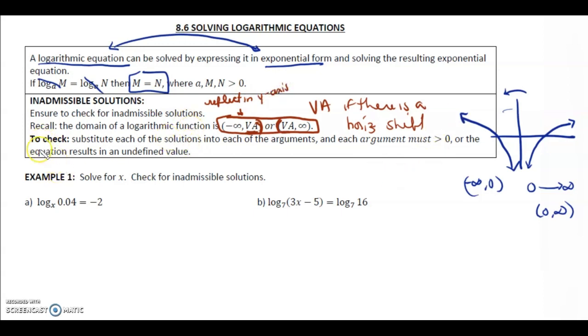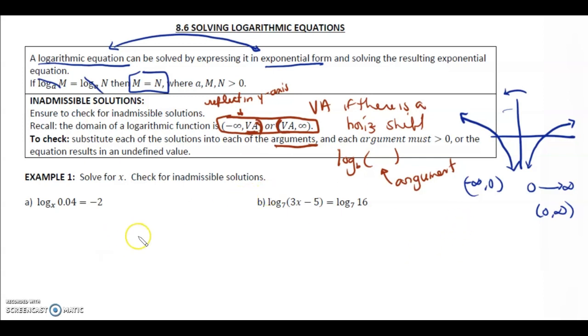To check, we have to substitute each of the solutions into what's called the argument. If we had, for example, log base whatever, this right here is going to be called the argument. Each argument has to be greater than 0, or it's going to yield an undefined value because the graph is not going to be defined at that point.